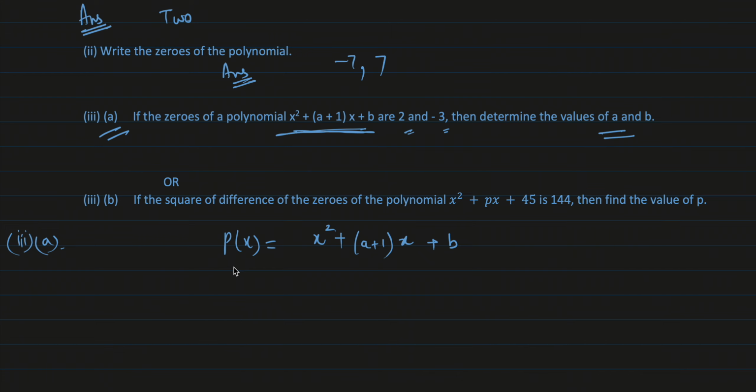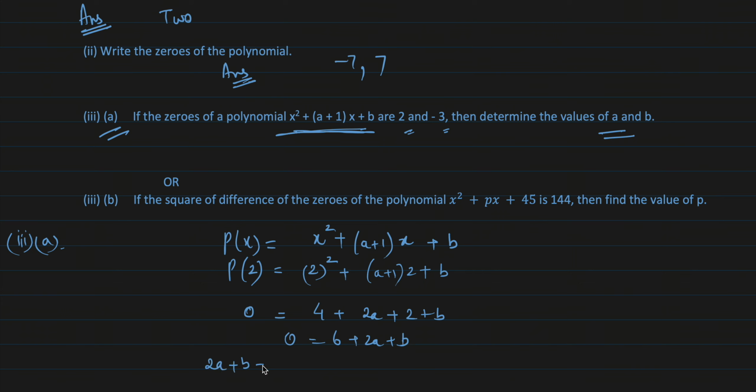So now when zeros are given, we know if I put P as 2, what will I get? Instead of X, I'll put the value 2, A plus 1 into 2 plus P. So 0 means this should come out as 0. So 4 plus 2A plus 2 plus B. So I have 6 plus 2A plus B is 0. So from this I can say 2A plus B is -6, equation number 1.